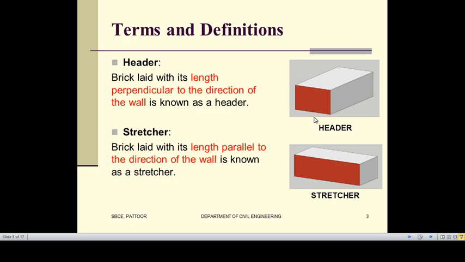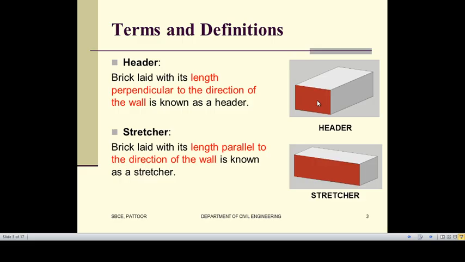The first one is header. The first figure is showing the header, the red marking, the area of a brick. Header is the brick laid with its length perpendicular to the direction of the wall, or else this width portion is termed as header. In the first figure, the red color shows the header.